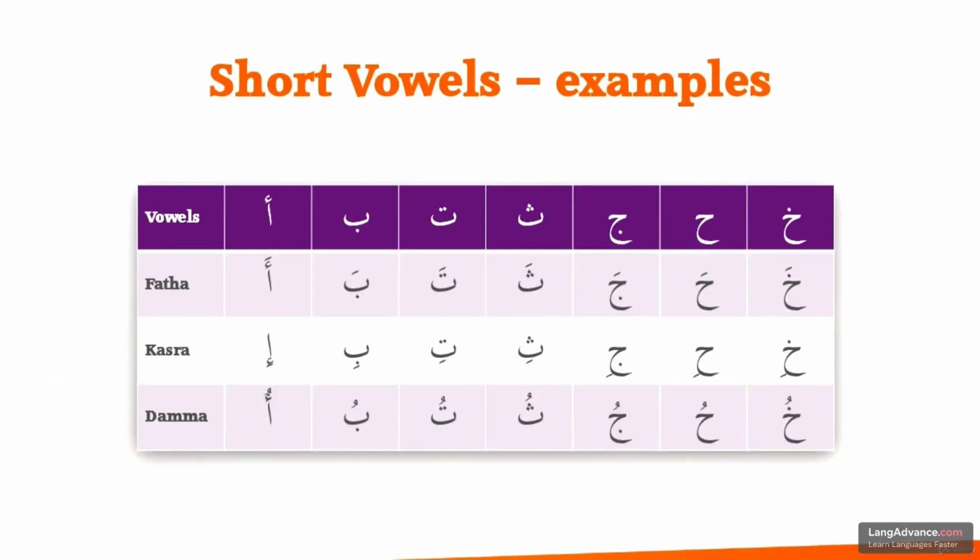So here are examples of short vowels for these letters. So a, ba, ta, tha, ja, ha, kha. For kasra, this letter with kasra is i, bi, ti, thi, ji, hi, khi. For dhamma, it's u, bu, tu, thu, ju, hu, and khu.